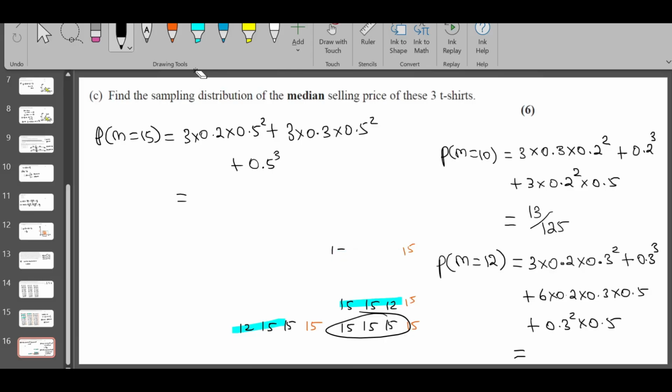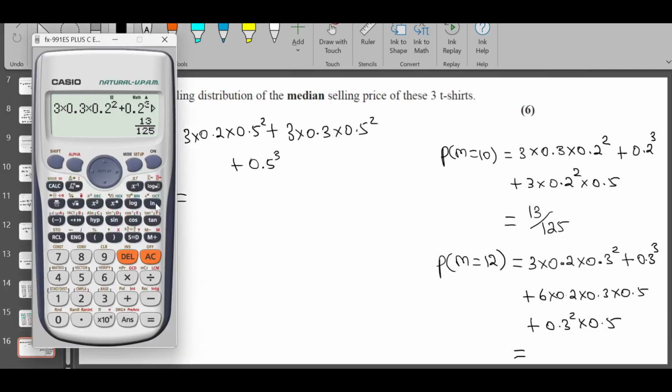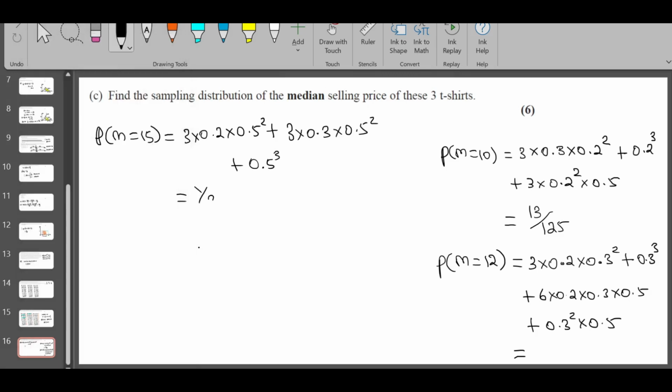Let's calculate this. So you will get the probabilities. That's why this question got 6 marks and put them in a table. So let's calculate this one by one. 3 times 0.2 times 0.5 square plus 3 times 0.3 times 0.5 square plus 0.5 cubed. That's just 1 over 2. So you can add these two, subtract from 1, that would be M is equal to 12, or just calculate it separately just to make sure that we don't miss out anything.